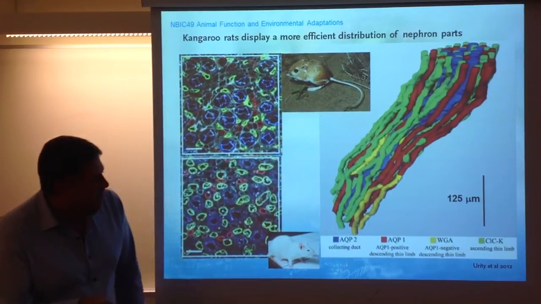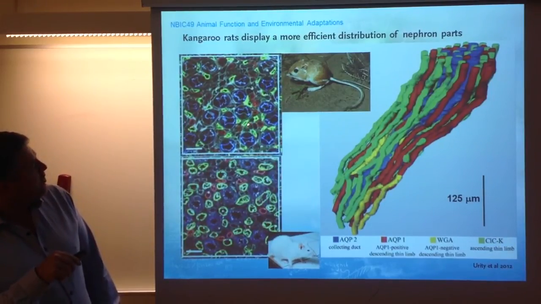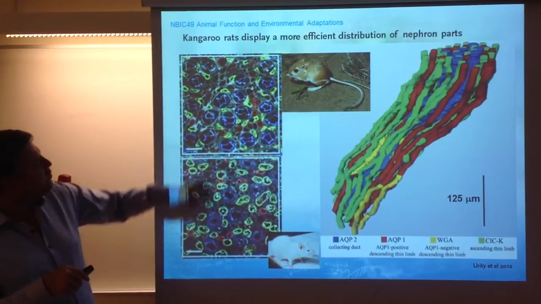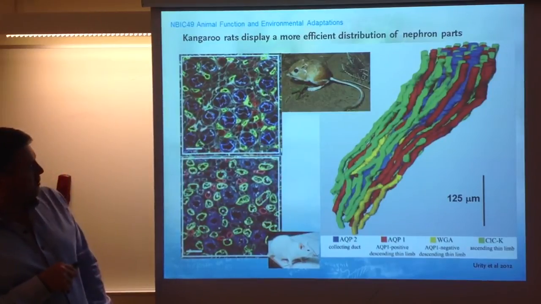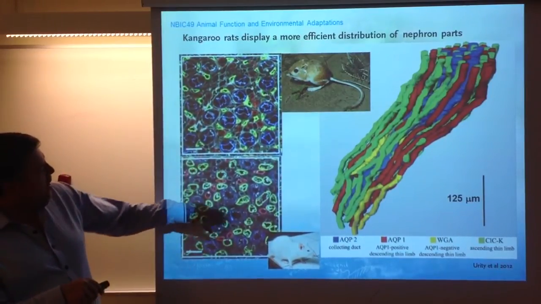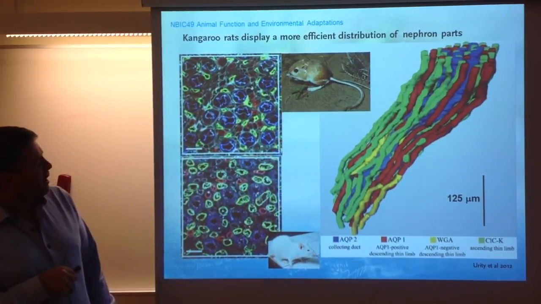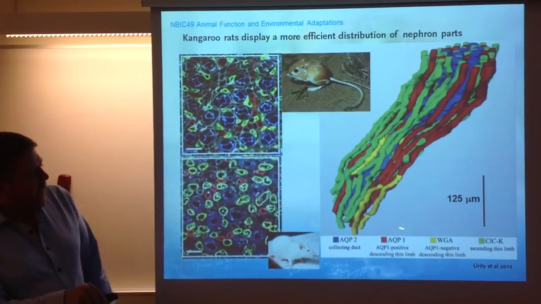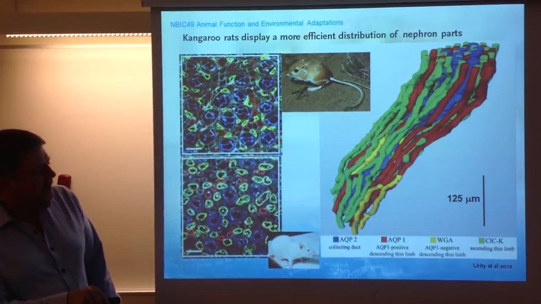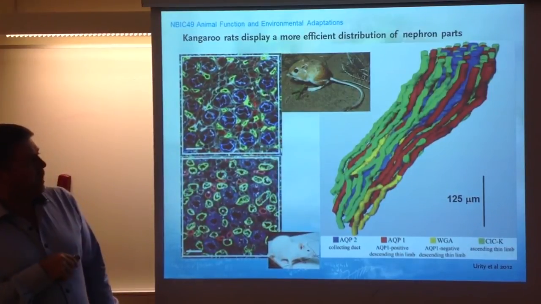You look at, in this case, a marker for the ascending thin limb of Henle. This is a chloride channel. Notice the nice ascending loops of Henle in opposition to the collecting ducts. Many more in the rat, much closer to the collecting duct in the kangaroo rat. And finally, aquaporin 1 positive, basically descending thin limbs of Henle in red here.